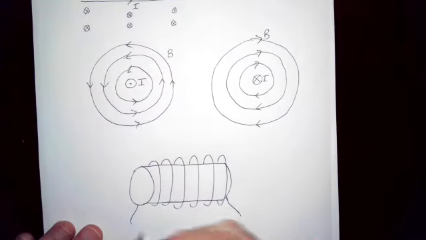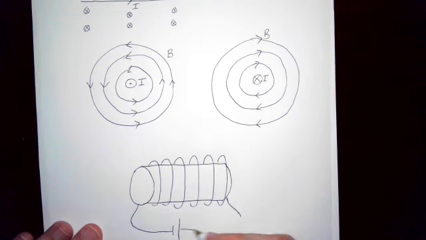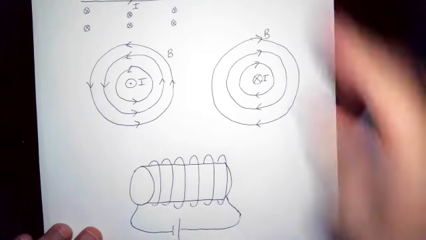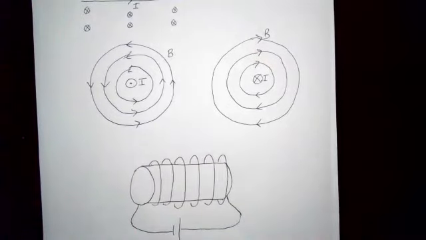Now, if I connect these two loose ends to a battery, I'm going to get a current going through this wire around the coil, around the cylinder.